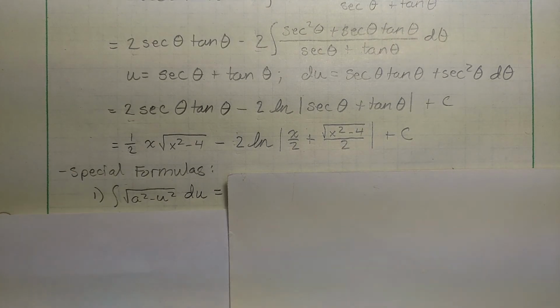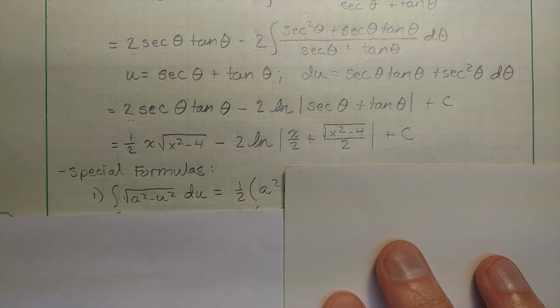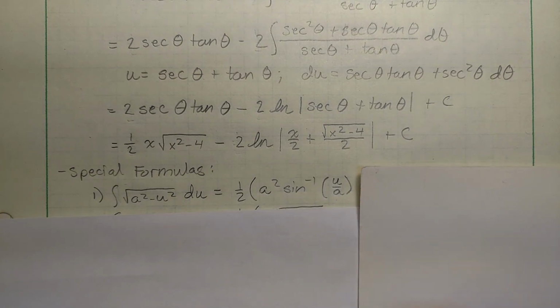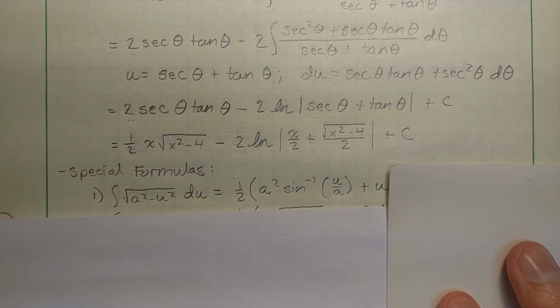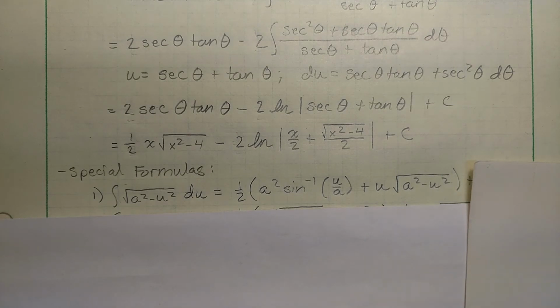First, if you have to take an integral of the square root of a squared minus u squared du. Notice here's the constant minus the function that is squared. We know the answer to that is going to be of the form 1/2 all times a squared times the inverse sine of u over a plus u times the square root of a squared minus u squared plus a constant.